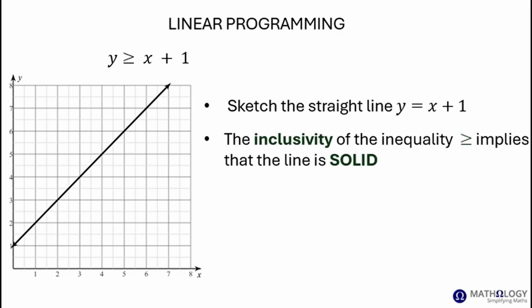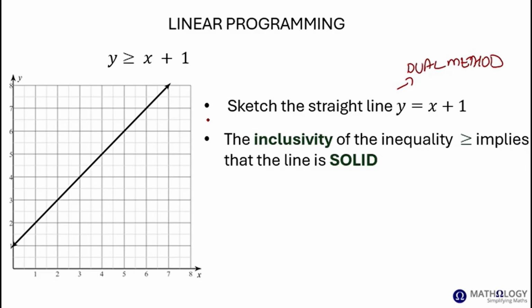To sketch the inequality, y is greater than or equal to x plus 1, we sketch the straight line y equals x plus 1, so we're going to use the dual intercept method here. It's just easier to use the dual intercept method. You find the x-intercept for that straight line and the y-intercept, plot the 2 points, and sketch a straight line through them. Once you've sketched the straight line y equals x plus 1, the inclusivity of the inequality, greater than or equal to, implies that the line is solid.